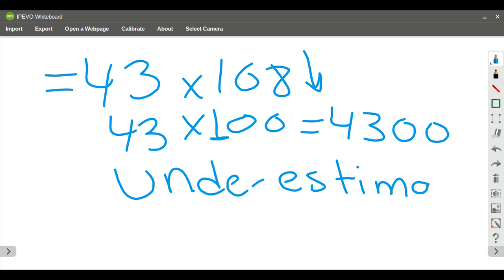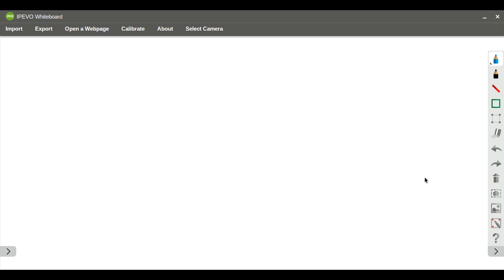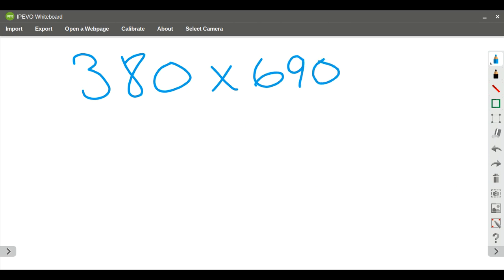All right, so let's take a look at your last problem. So your last problem is going to be 380 multiplied by 690. So 380 multiplied by 690. So I don't know two-digit multiplication by two-digit multiplication. So I'm going to go ahead and I feel comfortable rounding these. And I don't know 38 multiplied by 69. So I don't want to leave these alone either.